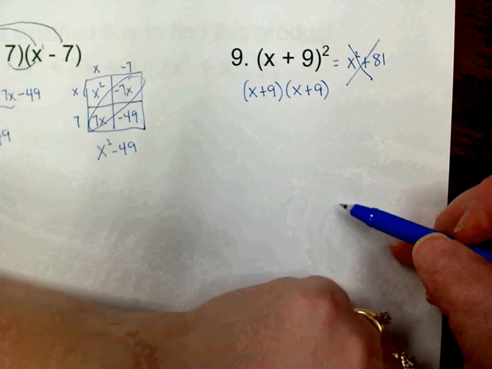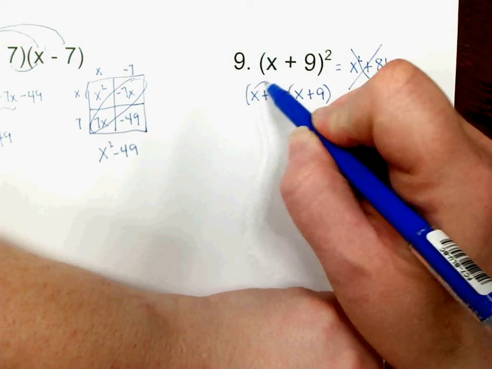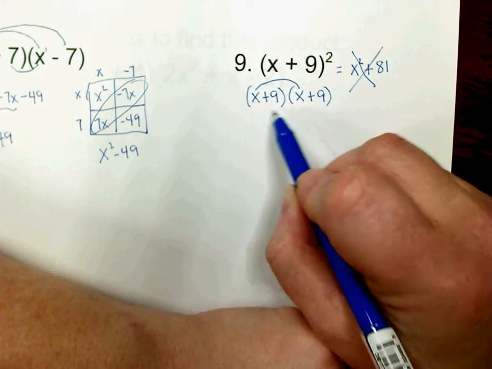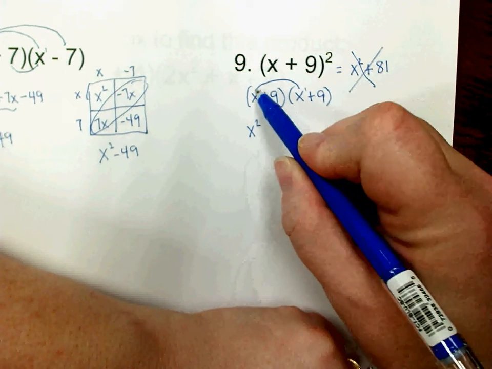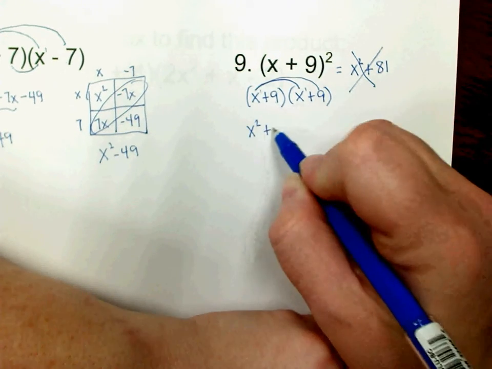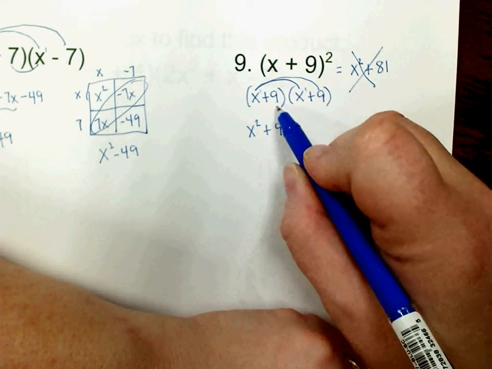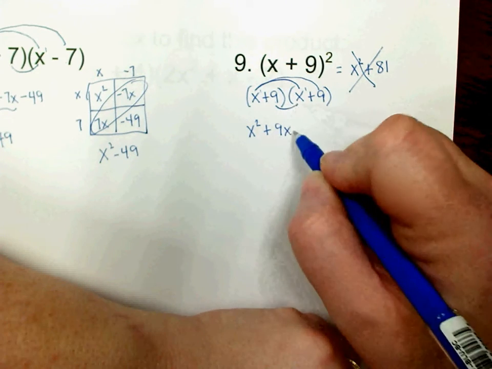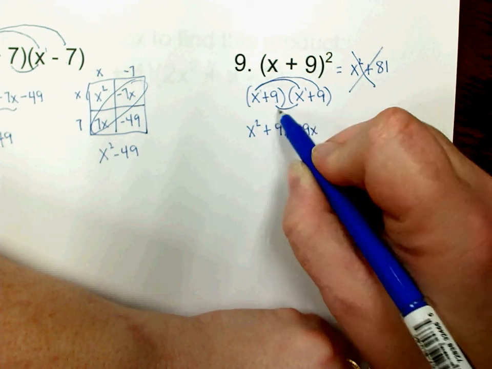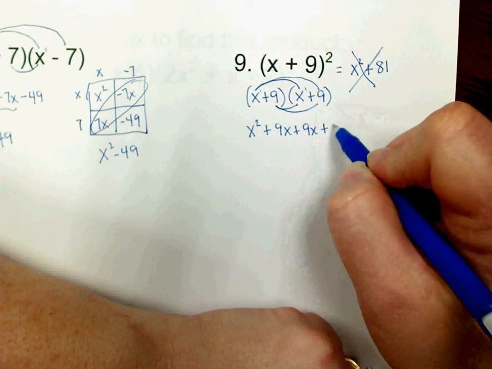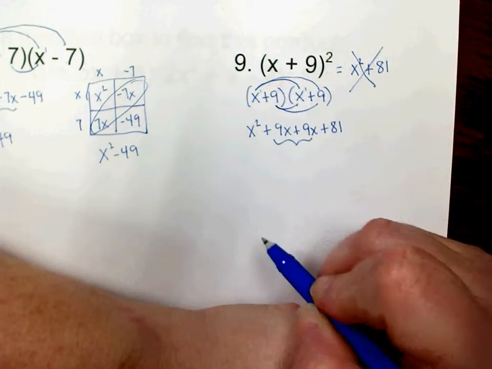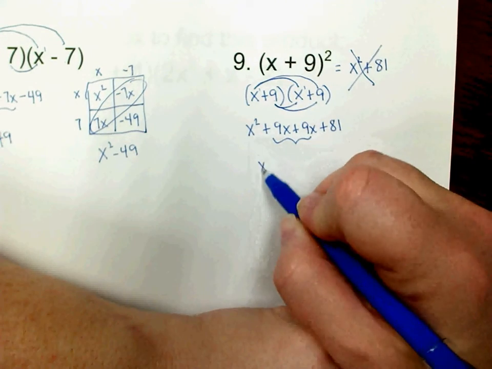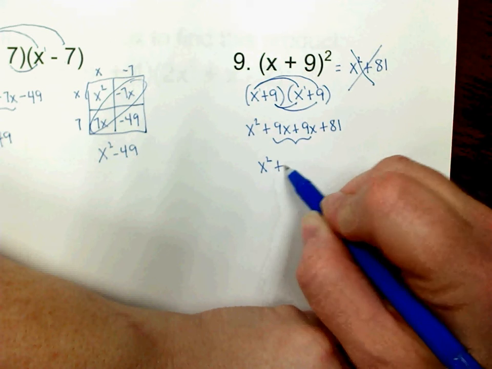So when I multiply the x times the x, that's where I get x squared, adding those exponents of 1. When I multiply the x by the 9, I get 9x. And then I need to distribute the 9. 9 times x is another 9x. And the 9 times 9 is 81. Then I can combine my like terms. And so I have the x squared. I have a total of 18 x's plus the 81.